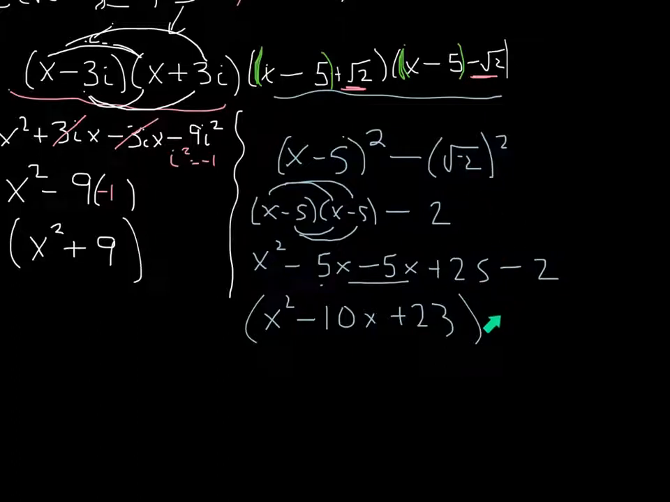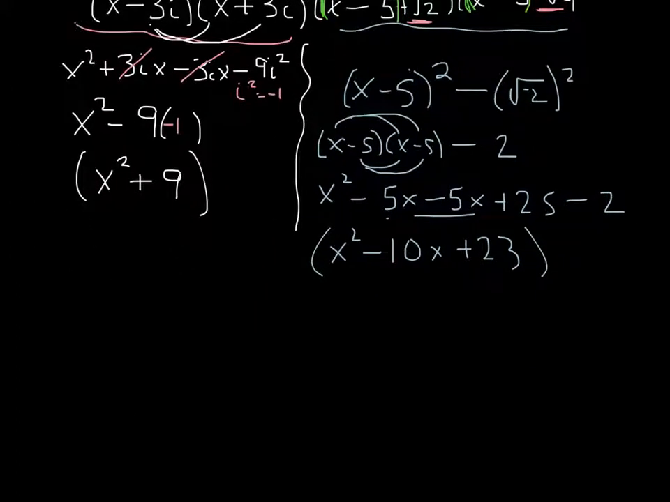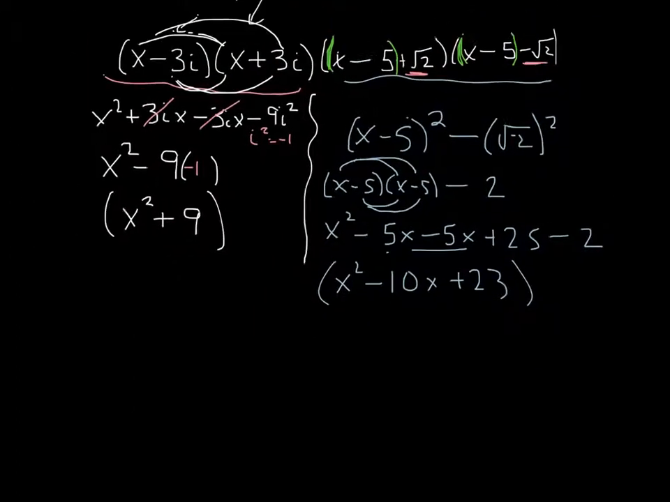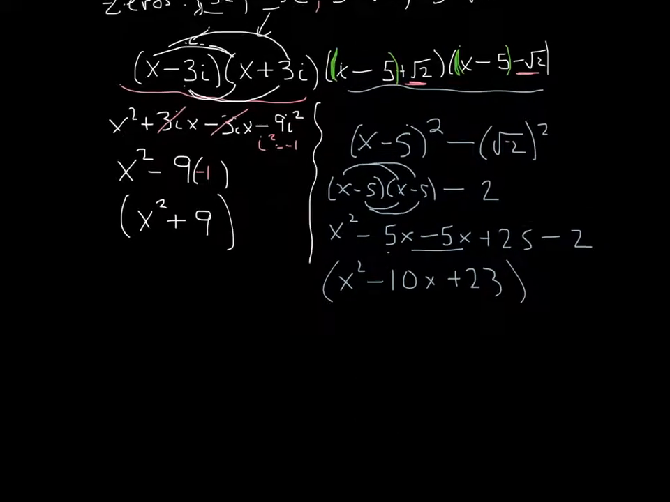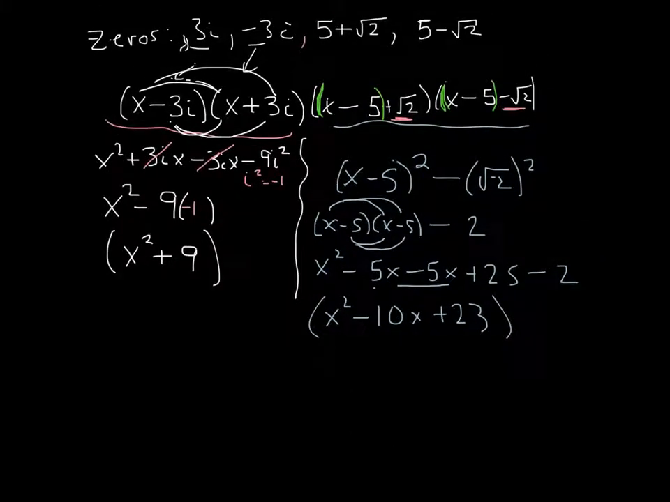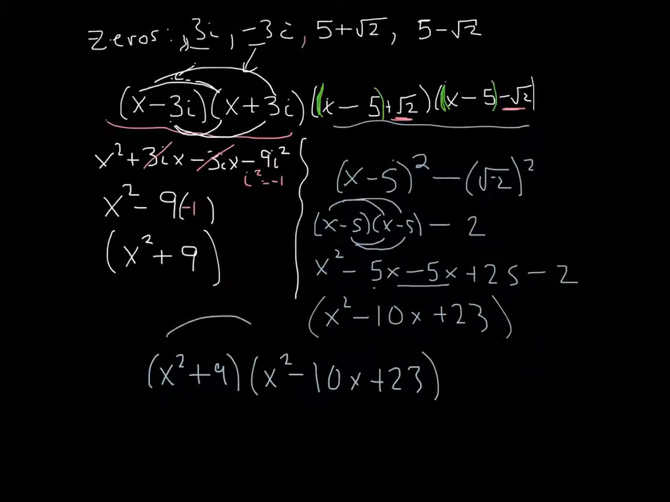So what do we have left? We are almost done with this problem. I know it's been going on for what seems like forever, but you see we found our zeros. Now we are working our way through. We FOILed all this stuff out. We FOILed all this stuff out. This gave us this. This gave us this. So let's write these together. So right now we're sitting at x squared plus 9 times x squared minus 10x plus 23. And now we're going to FOIL one last time.